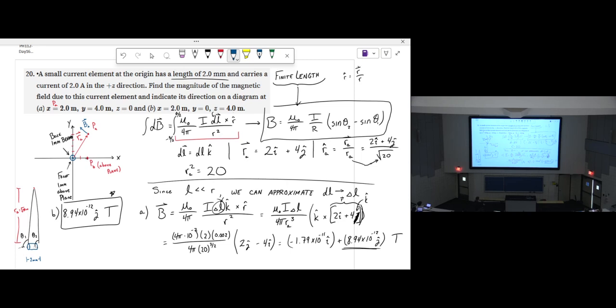Again, align your thumb to the direction of your current. The current's coming out of the screen. Reach to the right to grab the point P. Your palm points up, which is exactly what is said right here for our answer to part B. So the magnetic field here is going to look like so.